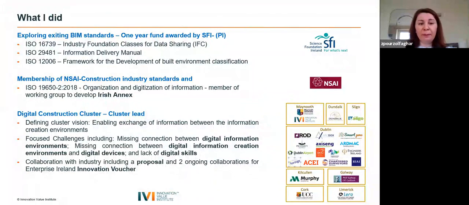With this research area, I'm starting with the exploration of the existing standards for BIM. As you can see here, we have three most important standards, which are mostly for data classification, for information exchange, and for the information delivery manual. These are the three standards. I just started with this part. I wrote a proposal and was awarded a one-year fund to work on these standards. That was the first part.